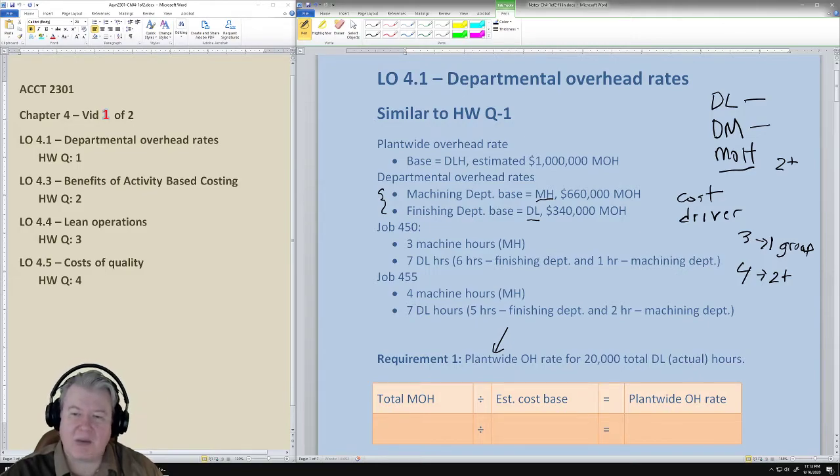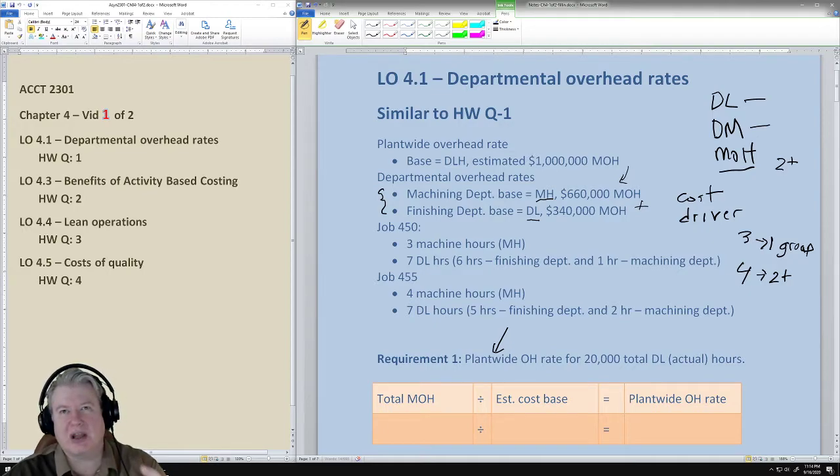And they're thinking about moving to splitting this up into two groups. They're saying perhaps it would be better if we split it up into a machining department and a finishing department. If you notice, the manufacturing overhead didn't go up. There's still only $1 million in the manufacturing overhead. You're just tracing it differently by different departments.